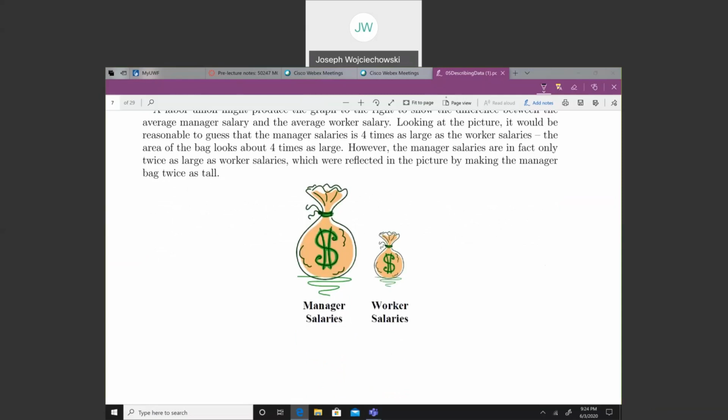This picture here doesn't tell us what represents the height or the size. In this case, the height. So it looks like this bag here is, like it says, about 4 times as big. However, it's only about twice as tall. And it doesn't state how it's represented, so it can be misleading.